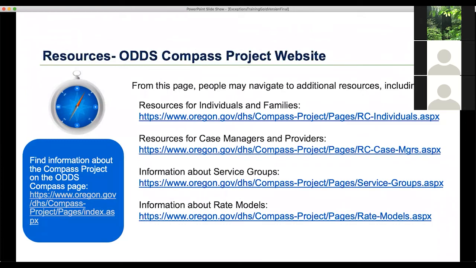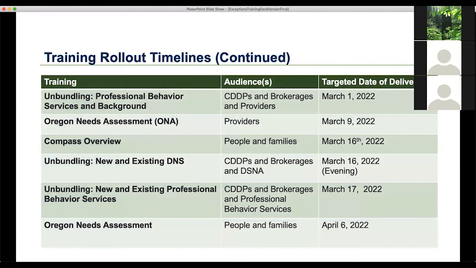Then for the next few slides, we're going to be looking at the actual training that's rolling out. The first one is the background of professional behavior services. It is slightly related to unbundling, but in general, it's just describing the background and definition of professional behavior services. The actual unbundling piece for professional behavior services comes out on March 17th. Again, I just want to stress that the March 1st training is going to be the background and definition of professional behavior services, and then the unbundling billing piece of it is coming out March 17th.